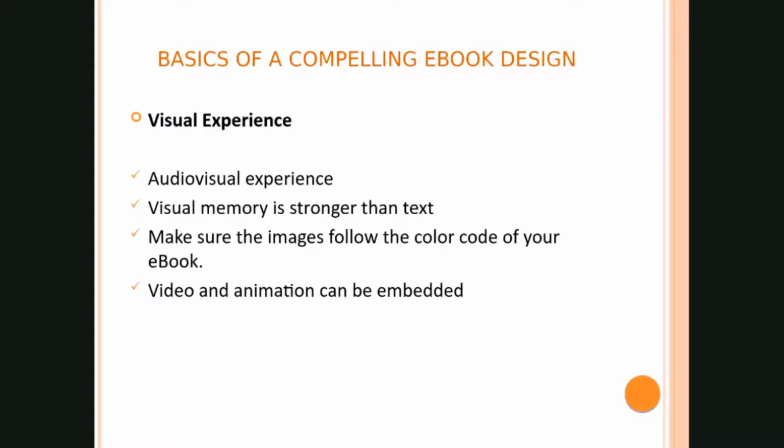What else? Make sure the images follow the color code of your ebook. I'm focusing again and again that the color combination of your ebook is very important. Do not use a lot of colors. Only use 4 or 5 colors in your ebook, and especially choose a theme carefully. So make sure the images you are using in your ebook follow the color code of your ebook. Whatever color palette your ebook follows, your images should match that.